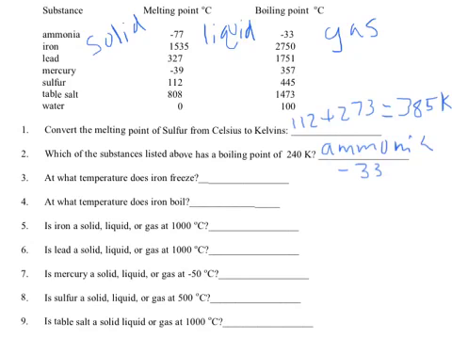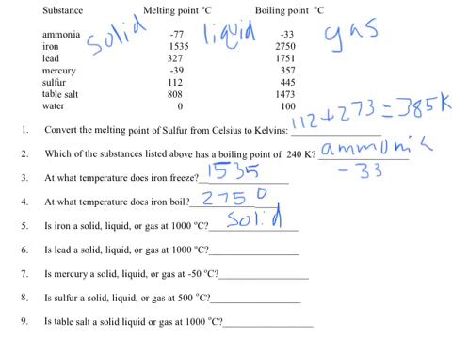So at what temperature does iron freeze? Well, here's iron, and it freezes. The freezing is a change from liquid to solid, so it freezes right here. It freezes at 1535. The next question is, at what temperature does iron boil? So boiling is a change from liquid to gas, so iron is going to go from liquid to gas at this temperature right here. So we're going to put 2750. Now let's look at the next question. Is iron a solid, liquid, or gas at 1,000 degrees? So let's go to iron. 1,000 degrees, think of this as a number line. 1,000 is down here in the solid range.